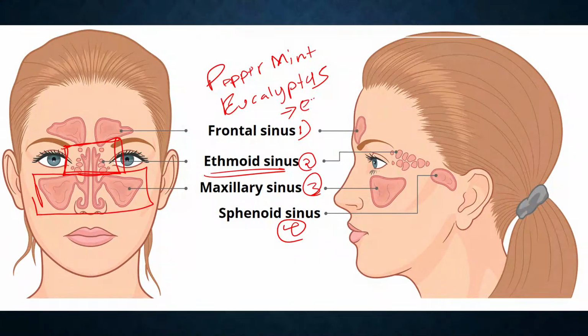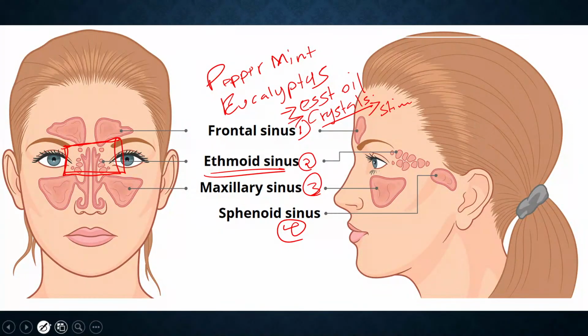So eucalyptus, you can use both the essential oil and the crystals. And the crystals, you do steam inhalations. When we'll be doing our practicals, we'll see how steam inhalation can be done. And then for the essential oil, you can just apply it on this region of the nose.